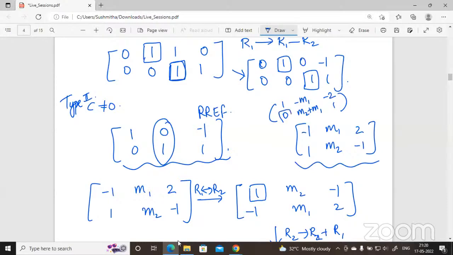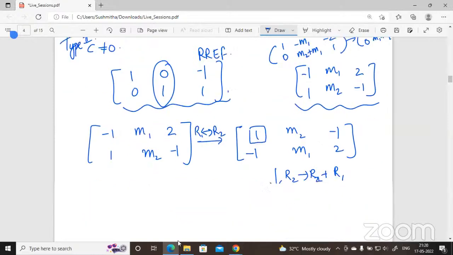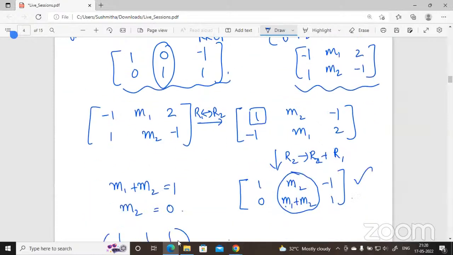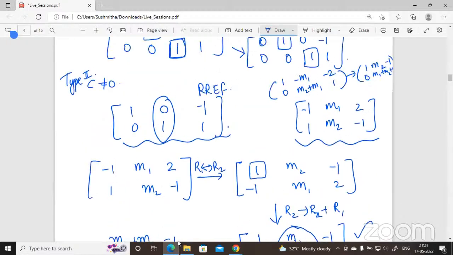No, but then this entry won't be 0, no? No, this entry will be 0, because R1 equal to R1 plus R2. Yes, ma'am. Okay. Then 1, 0, that thing will be m2, -1. Fine. So I think that will be the same. Yes, we've come to the answer. Now it is the same. Oh, that's what we got earlier as well, right? Yeah, this one. Yes, yes, yes. Thank you. Yeah, fine. Awesome.